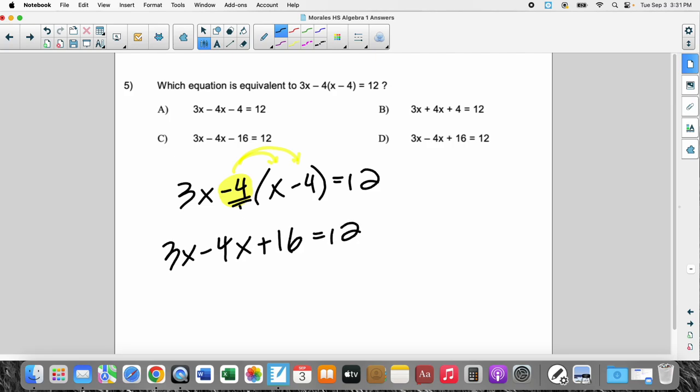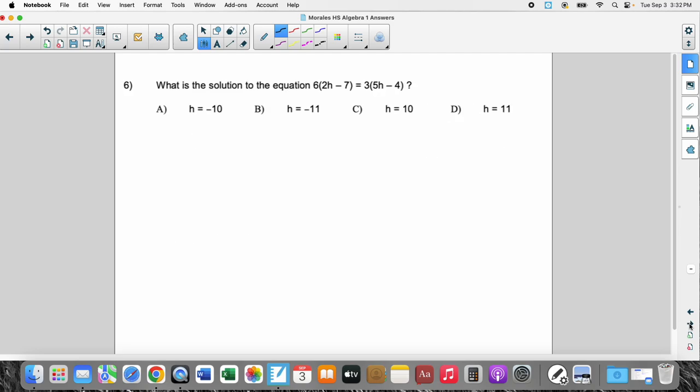We have negative 4 times x, which is negative 4x. And we have negative 4 times negative 4, which is positive 16. So that looks like D. And then if none of the choices are there, I would continue to simplify until I have one that looks like one of the 4 choices.